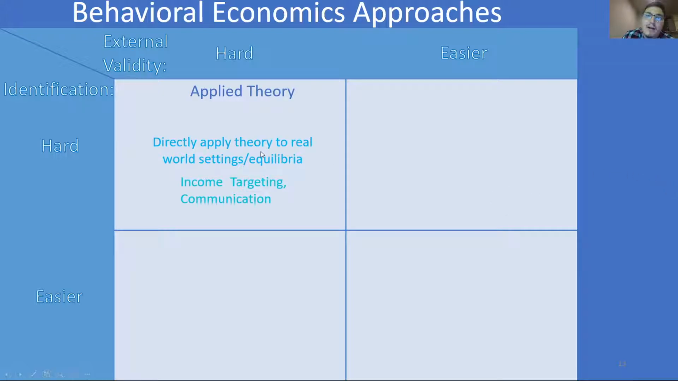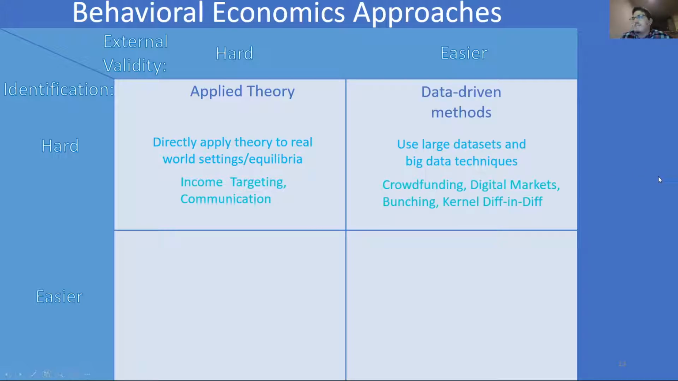And how easy is it to defend identification of the results? So we're going to start with this bubble, applied theory, which basically says I'm going to take theory and directly apply it to real world settings or equilibria. You could look at income targeting or communication as examples of this. We're not going to work with it too much because theory is very hard. It's very mathematical, and I try to limit the math in this class as much as possible.